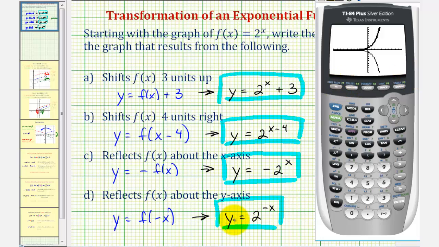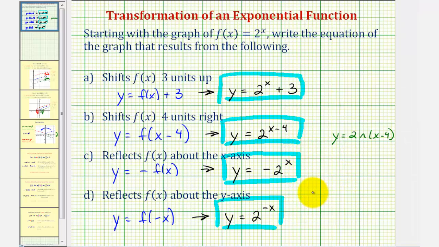And then finally for part D, we're going to go down to y2 and press clear, enter 2 raised to the power of, in parentheses, negative x. Close parenthesis and graph. This should reflect the graph across the y-axis, which it does. So this does verify that our work is correct. I hope you found this explanation helpful.